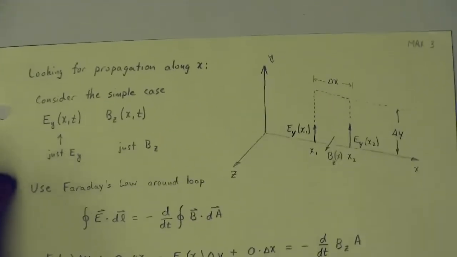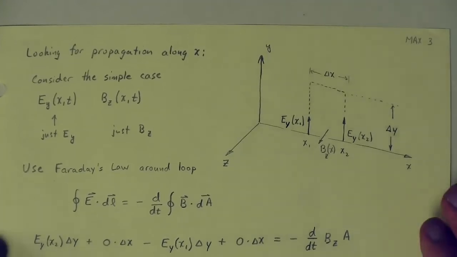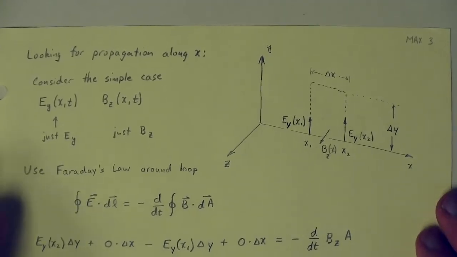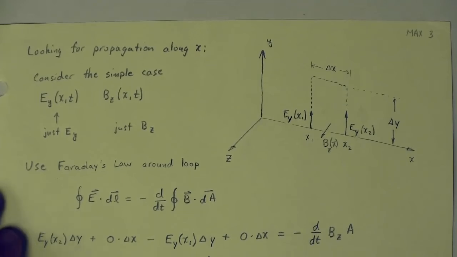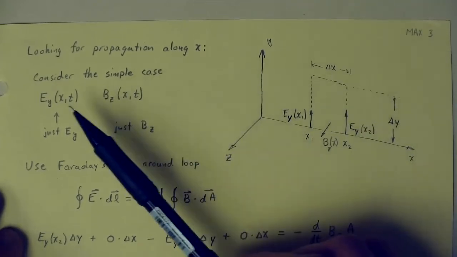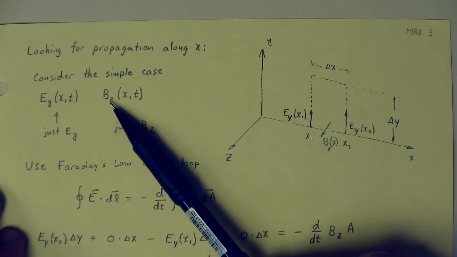So with those beginnings, let's take a look. This is going to get a little bit involved. Just try and follow as much as you can and don't worry about the parts you don't follow. So if we look again at this simple case where we've got a y electric field and a z B field.